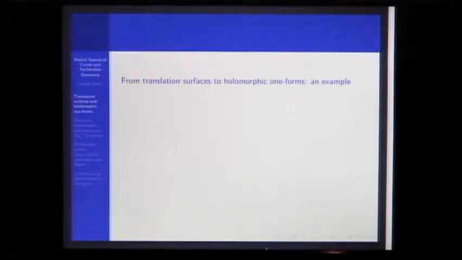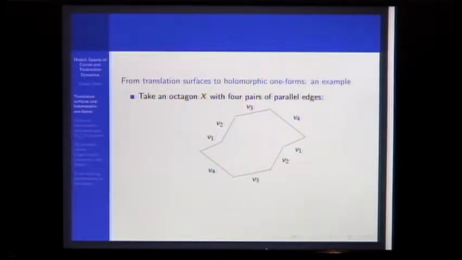And why are these two definitions equivalent? Let's take one direction. Start from a translation surface, and let's read off a holomorphic one-form. Let me show you the following example. This is an octagon, with 8 edges, a closed polygon, let's call it X. These 8 edges are decomposed into 4 pairs of parallel edges labeled by Vi. So if the two edges labeled Vi are parallel, they are the same vector. Now you glue Vi with Vi by translation, parallelly. After this operation, this octagon actually turns out to be a closed topological surface.